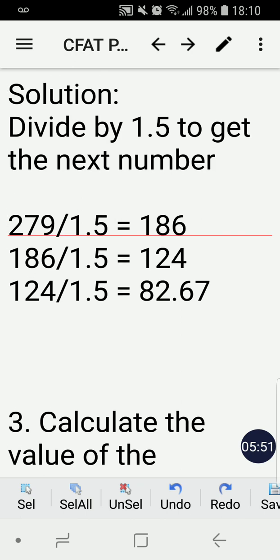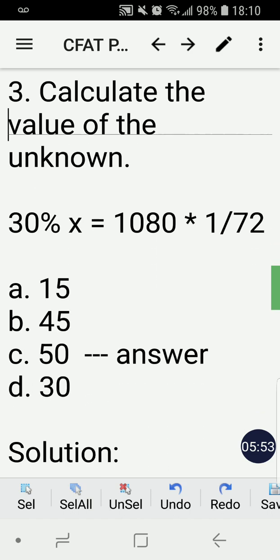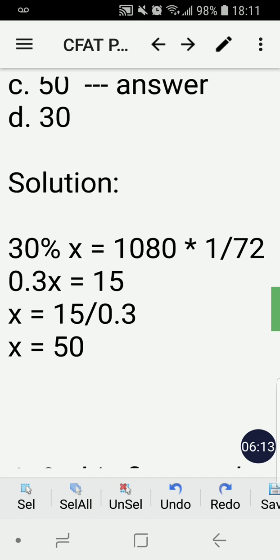Okay, moving on to question number 3. Calculate the value of the unknown. 30% x is equal to 1080 times 1 over 72. Here are the choices, and the correct answer is 50. Solution.